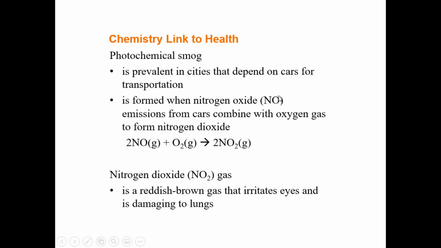And then this gas reacts with more oxygen and produces this nitrogen dioxide, which is what we know as photochemical smog. In the presence of the UV rays, the nitrogen monoxide forms that photochemical smog, and that's what decreases the visibility in cities. And so that is a synthesis reaction. Okay, it's a reddish-brown gas that irritates the eyes and is damaging to the lungs.